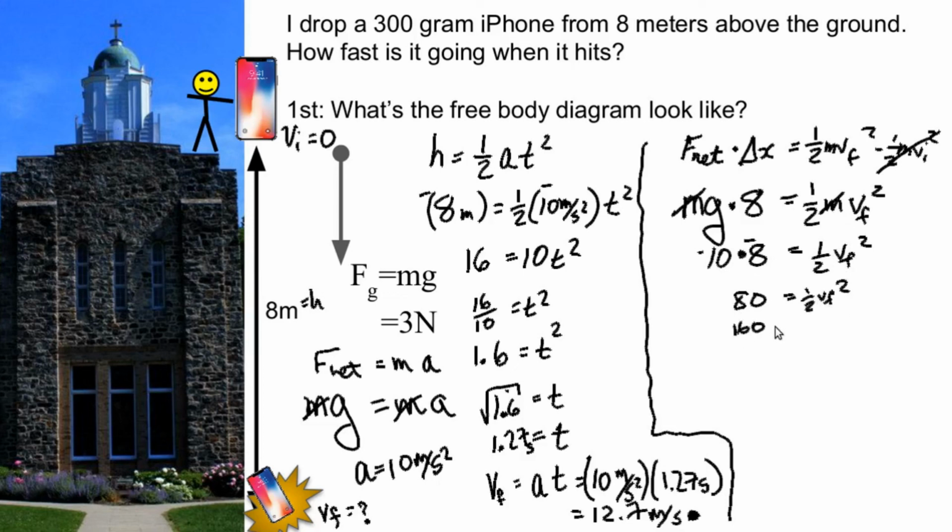So 160 equals v final squared. Let's check what the square root of 160 is. That's v final. And that is 12.7 meters per second. So we got the same result, 12.7 meters per second, but we got it a lot faster. And that is the convenience of using energy. I don't need this intermediate step where I find the time.